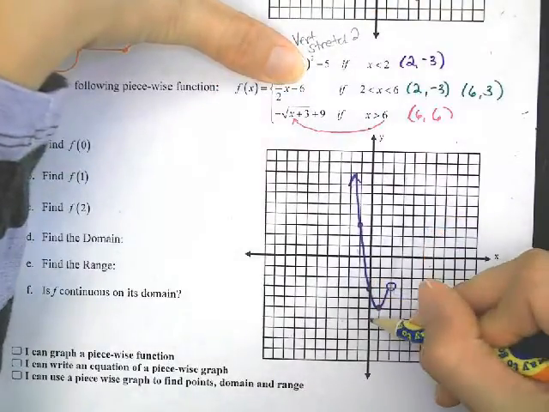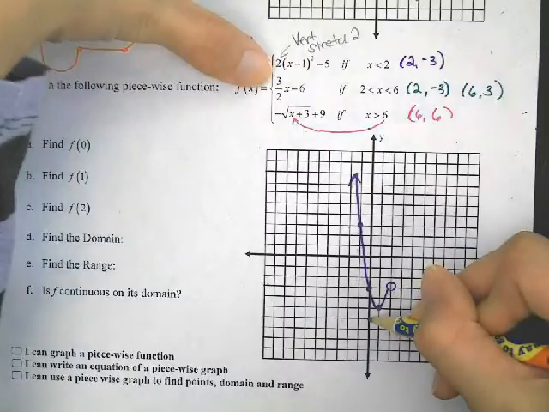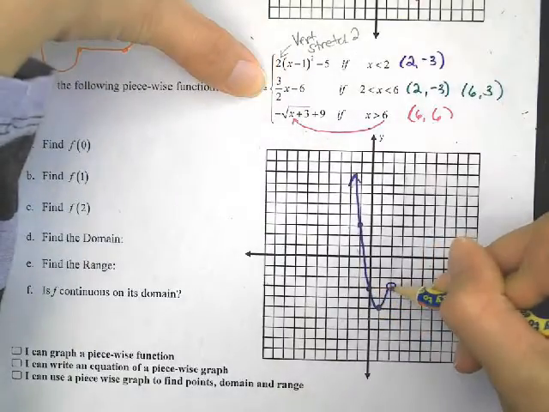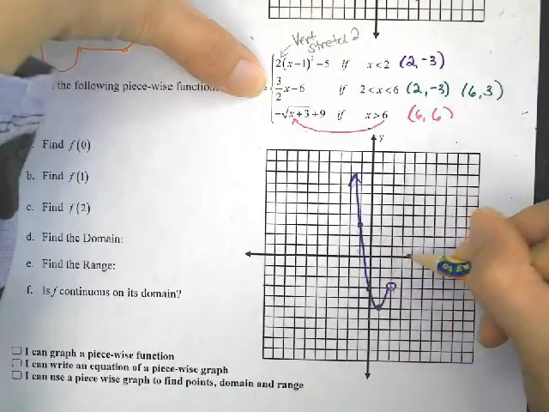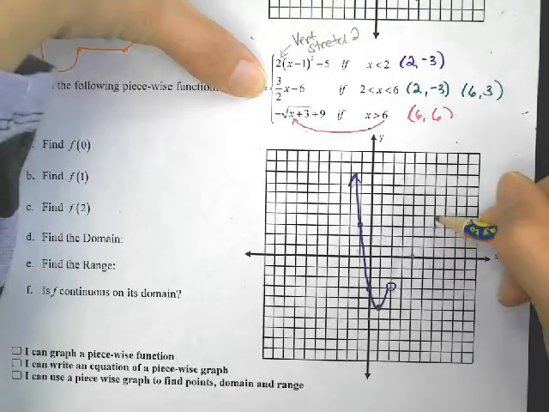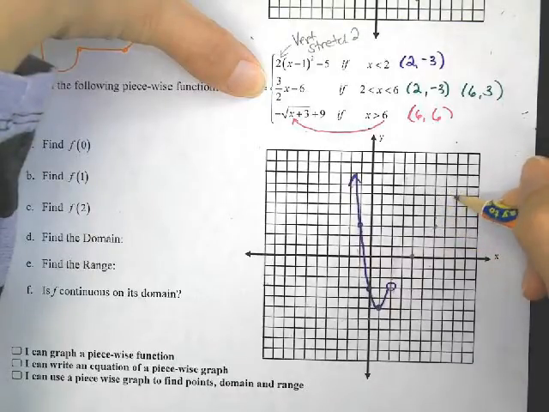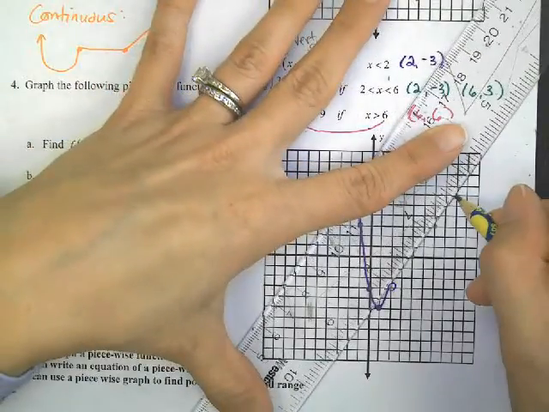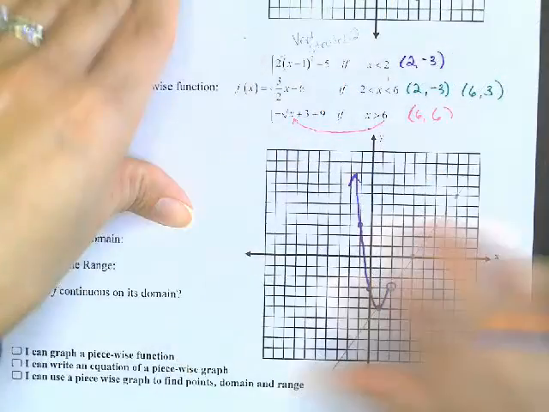1, 2, 3, 4, 5, 6. The slope is 3 halves. Up 3 over 2. Oh, right there. Up 3 over 2. Up 3 over 2. Up 3 over 2. Okay, so I'm going to draw a nice line right here. Nice line.